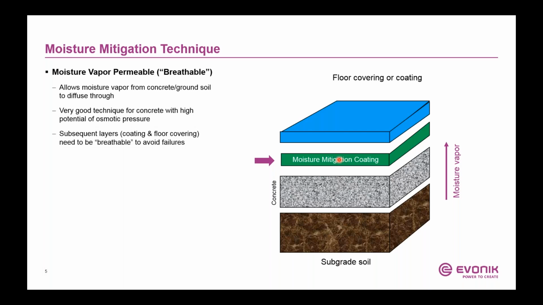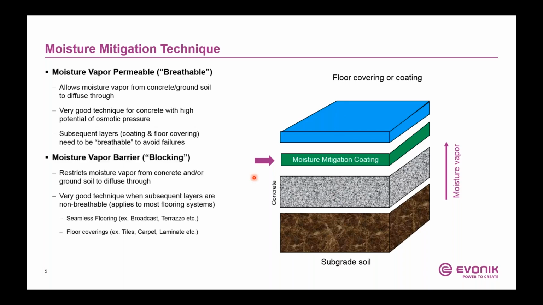This is a very good technique where you have a high potential of osmotic pressure. This coating acts as a relief valve, so it allows moisture to pass through. However, if you're using this kind of coating, then the subsequent layers that you put on top, the floor coverings or coatings, have to be breathable as well, so the moisture can pass through.